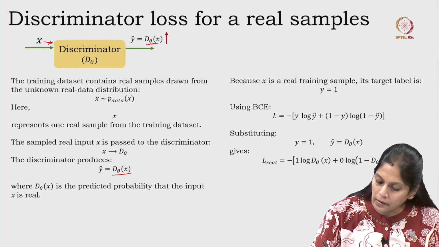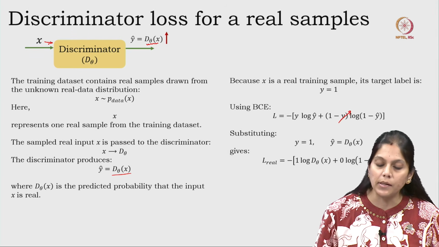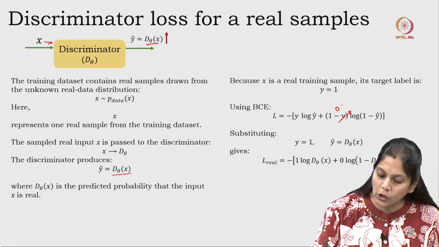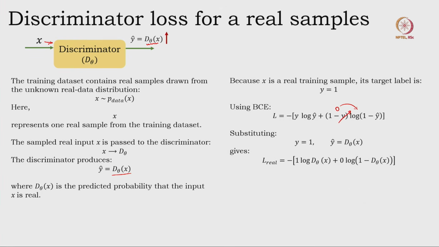Since y is 1, this term becomes 0, and 0 multiplied with anything becomes 0. So, we do not have the second term at all. Therefore, for a real sample, the loss function we get is minus log D theta of x. We have seen this in the previous session as well, but it is required for today's discussion also, so first we have a quick recap. This is all about the discriminator loss for a real sample.